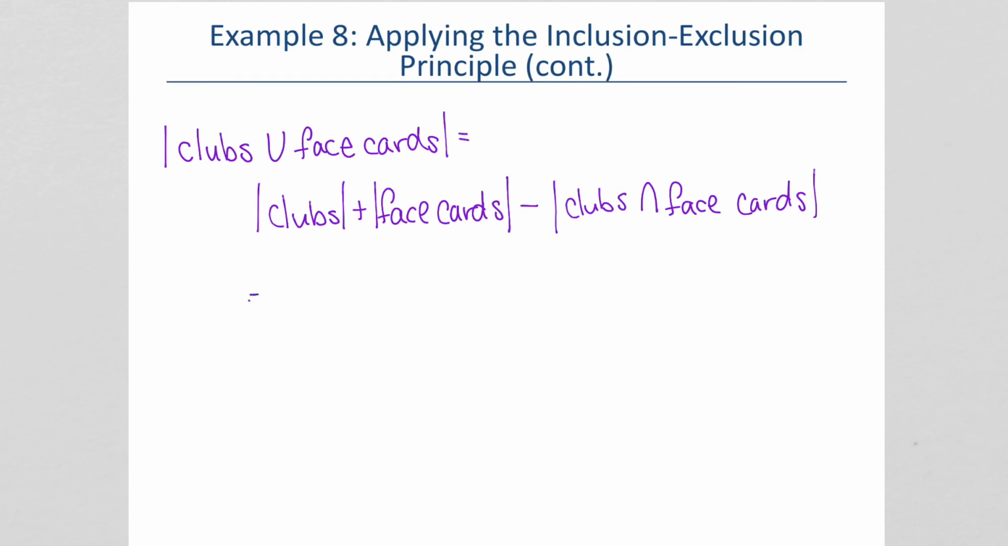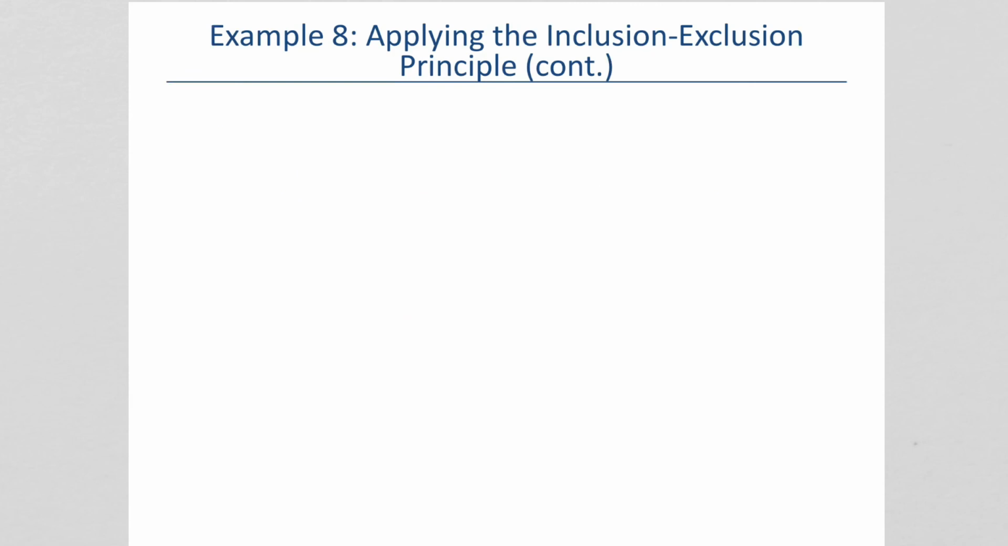Okay. So the number of clubs, there's 13. There are 12 face cards. And how many cards in the suit of clubs are face cards? 3 of them. So we're going to subtract off 3. So that would be 22 cards in that union. And that concludes our lesson for today.